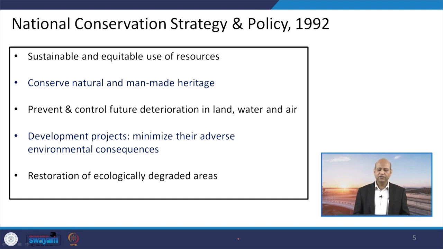Another policy was the National Conservation Strategy and Policy of 1992, and basic ideas are given in bullet form for that policy. That is, sustainable and equitable use of resources. That means it should not be that natural resources are accessed by some groups more than other groups of the society or the nation. It should be equitable, meaning every citizen must have equal opportunity towards the natural resources or the environmental wealth of the country. It is not that one has some privileges and others do not.